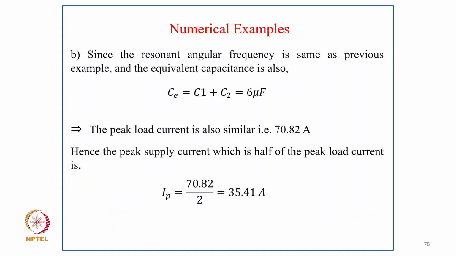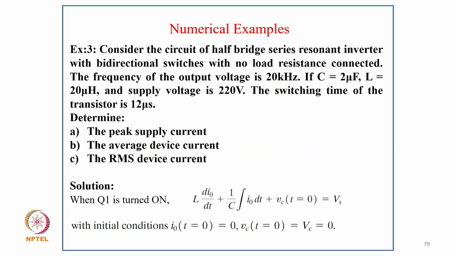And since the resonant angular frequency is the same as the previous example, the equivalent capacitance is equal to C1 plus C2, that is 6 microfarad, and the peak load current is also similar, that is 70.82 ampere. The peak supply current, which is half of the peak load current, that is IP equal to 70.82 divided by 2, so that is 35.41 ampere.